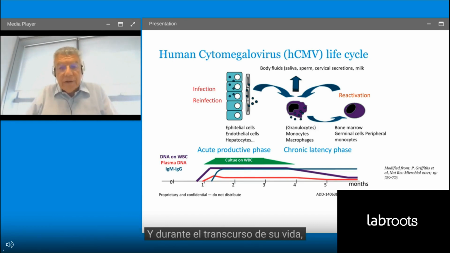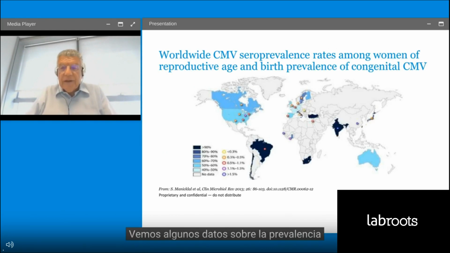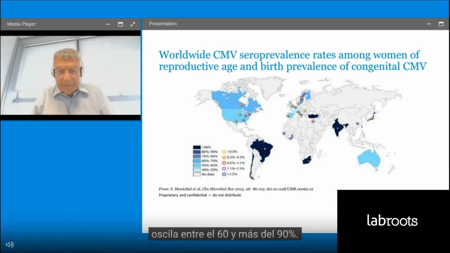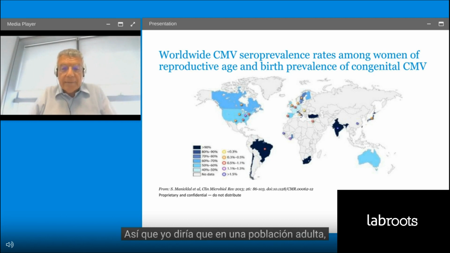During the course of a lifetime, there will be several chances for the infection to reactivate. As I said, this is a very common infection. You see here some data on prevalence. Not all countries report prevalence, so no data are very frequent, but you may also see that in the majority of countries, the prevalence of CMV infection ranges between 60 and more than 90%. So I would say that in an adult population, the vast majority of people already are infected. And this, of course, brings some consequences on the testing results and the interpretation of the testing results.